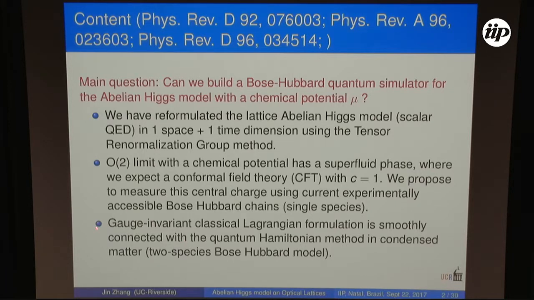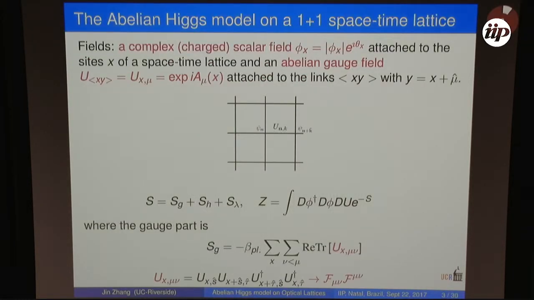But generally, we can use two species Bose-Hubbard to simulate this model. So the gauge invariant classical Lagrangian formulation will be smoothly connected with the quantum Hamiltonian method in condensed matter.